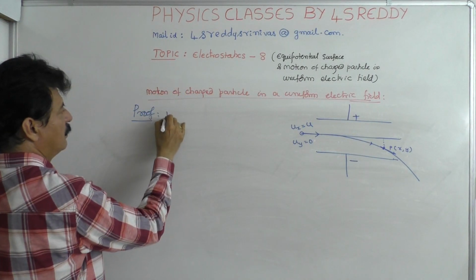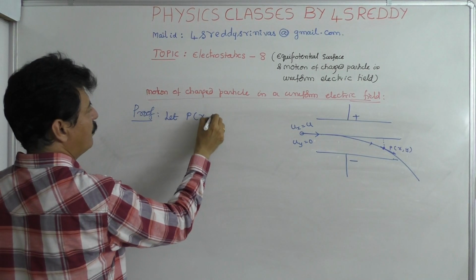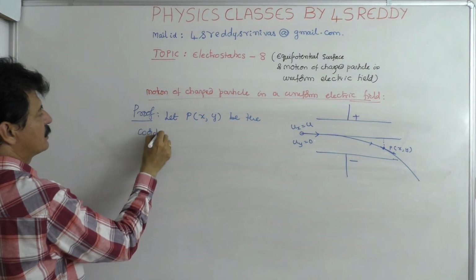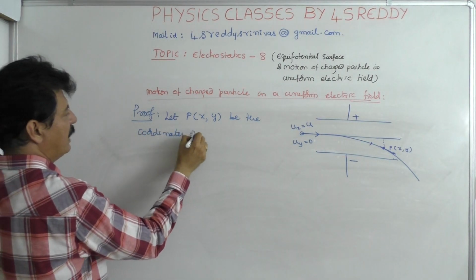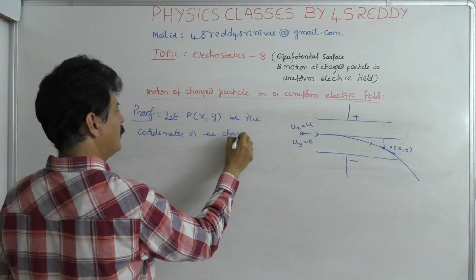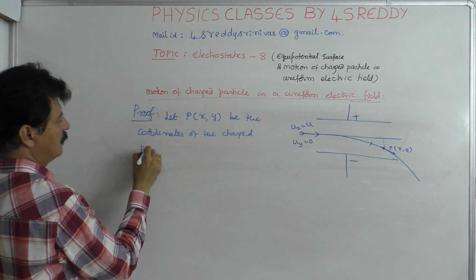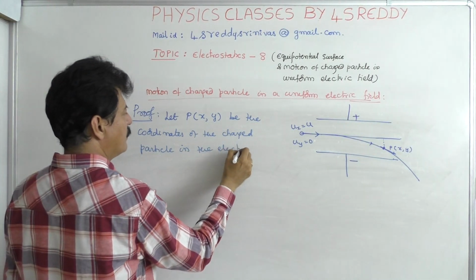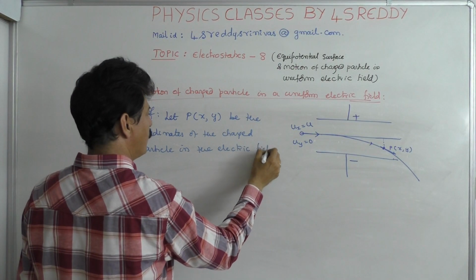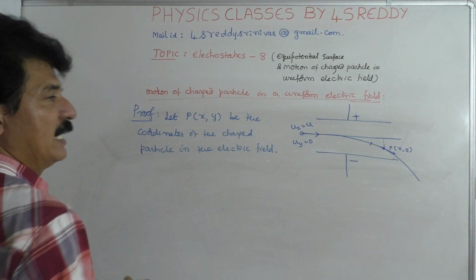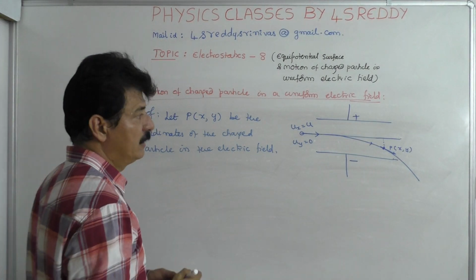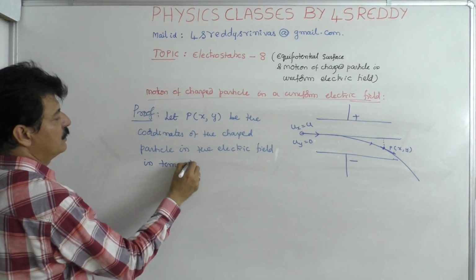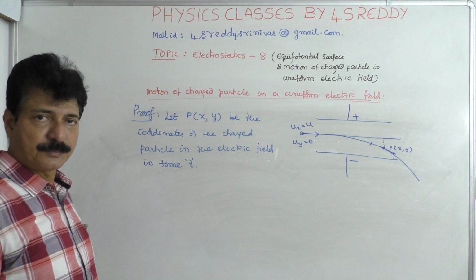Let (x, y) be the coordinates of the particle in the electric field. With the coordinates of the charged particle in the electric field, here in time t, let us say this all happened in a time t.